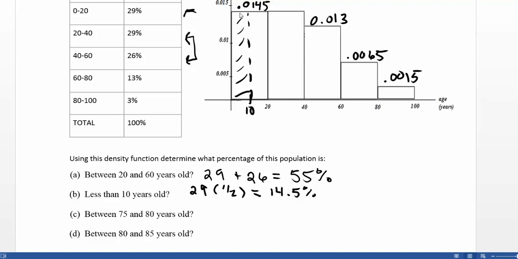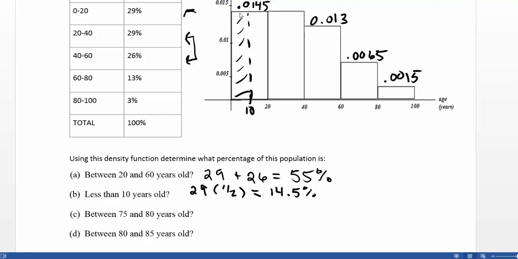then from 0 to 10, which is less than 10, is the area of that box, which is going to be 10 years times 0.0145 in height, which is going to give us 0.145, which as a percentage is again 14.5%. Because the area of these rectangles tells us the total population that we're working with. Let's see if we can apply this type of idea to parts C and D.